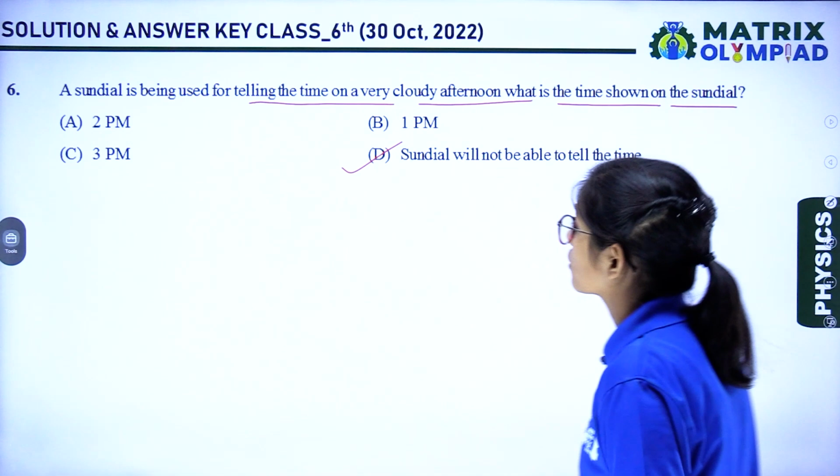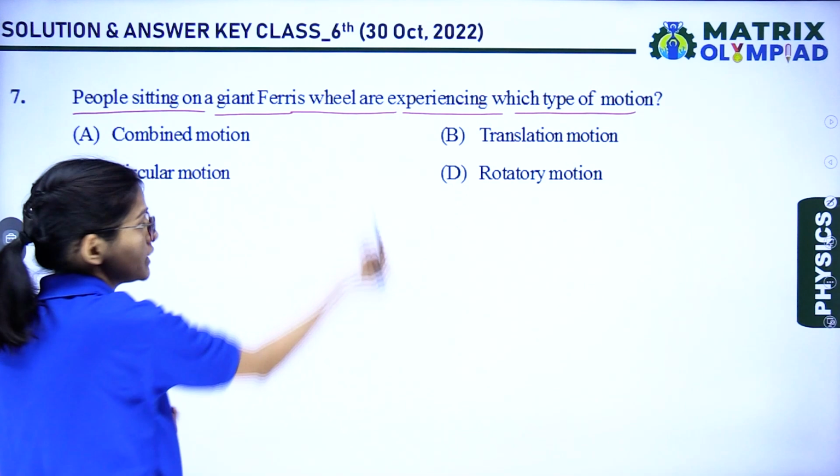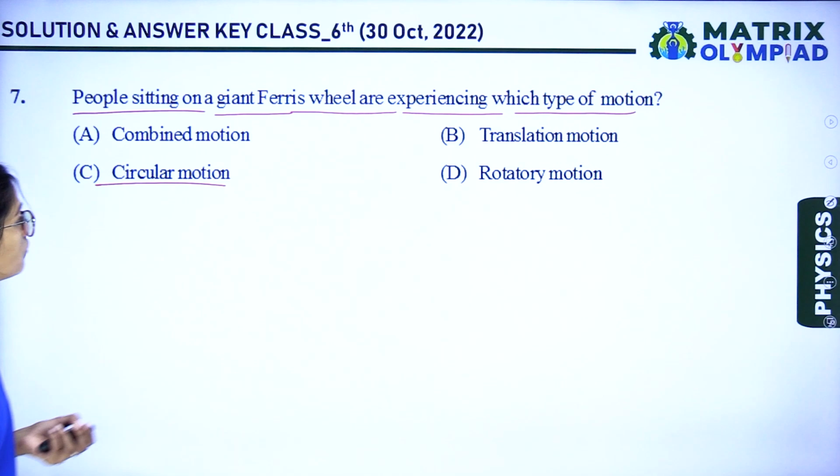Let's come to the question number 7. People sitting on a ferris wheel are experiencing which type of motion? So in a ferris wheel, that ferris wheel is just doing rotational motion, but the people that are sitting on that ferris wheel are just experiencing circular motion. So for this question, our answer will be C option.